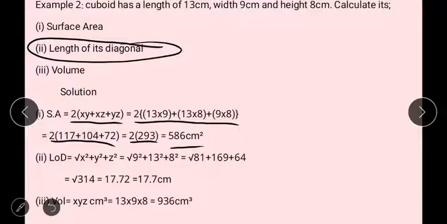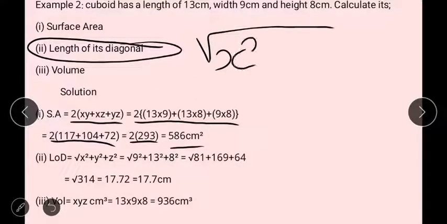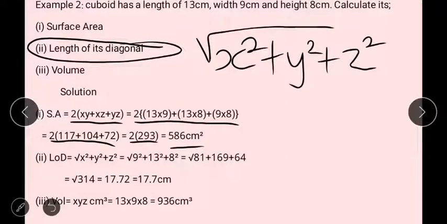The next question we are told to look for is the length of its diagonal. The formula to calculate the length of the diagonal of a cube is what? Yes, the square root of the squares of each side. The formula is given as the square root of x squared plus y squared plus z squared, isn't it? Yes.